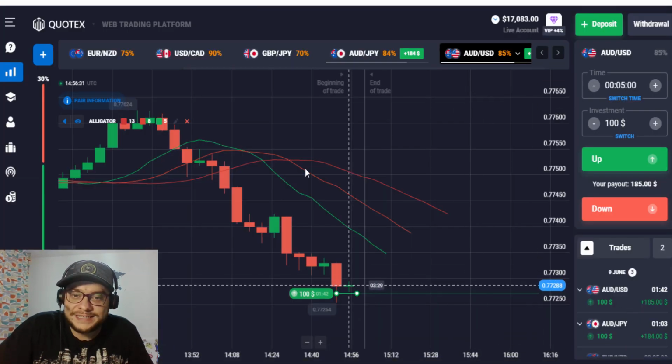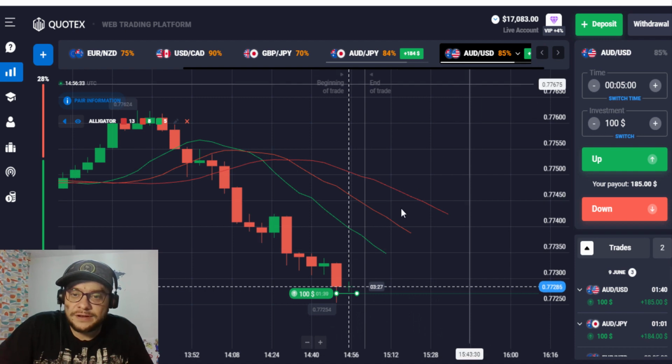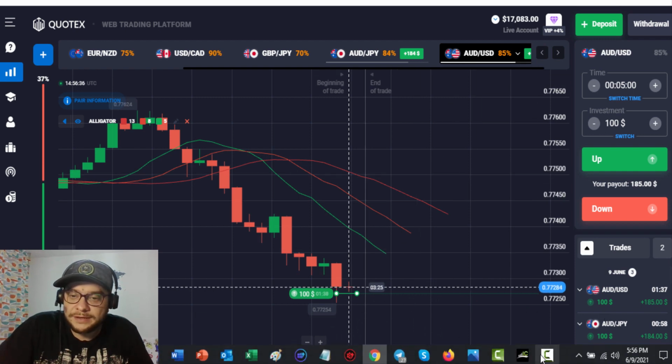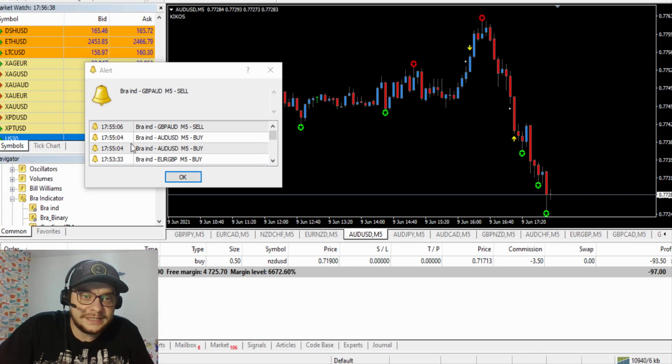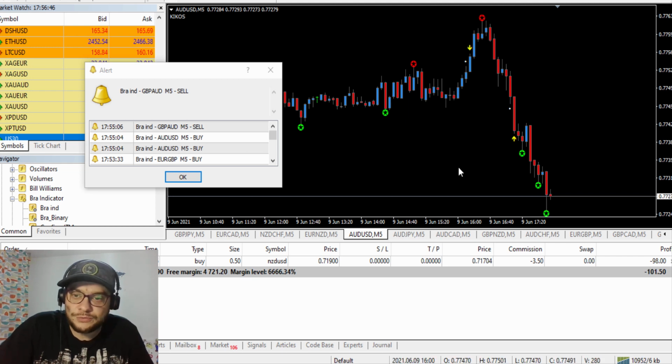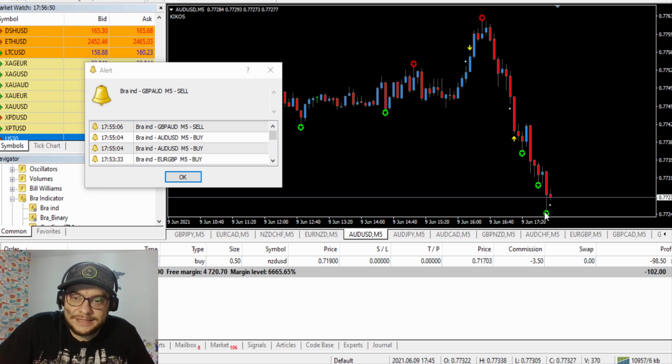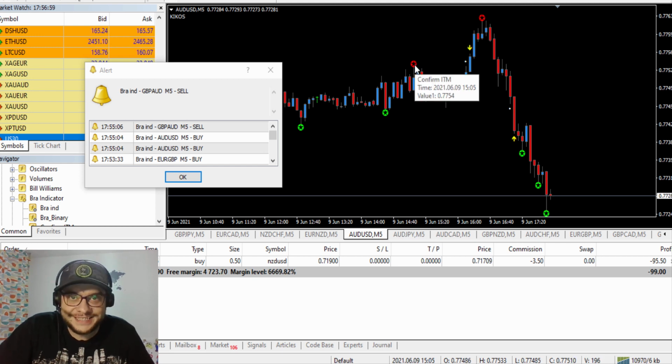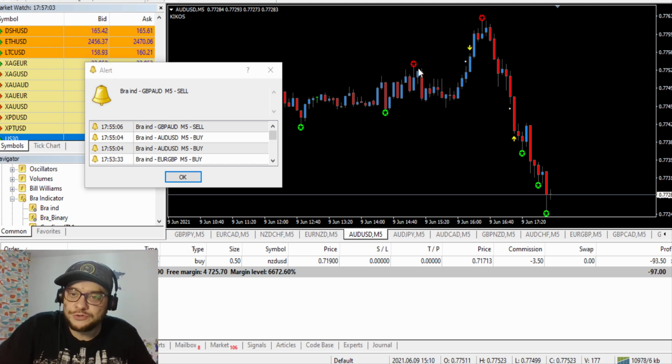Australian dollar, US dollar, which is a buy, and I followed this indicator, this signal here. You see it, Australian dollar, dollar buy, and we have the confirmation also. You know that following my indicator, you have to place a buy when you see this green star and place a sell when you see this red star.